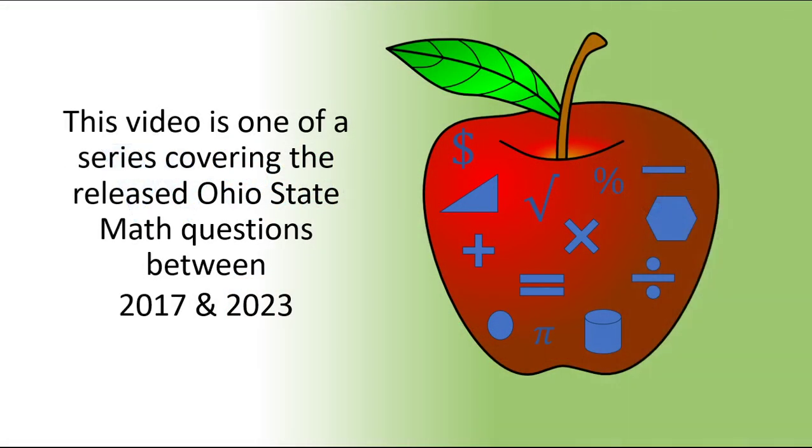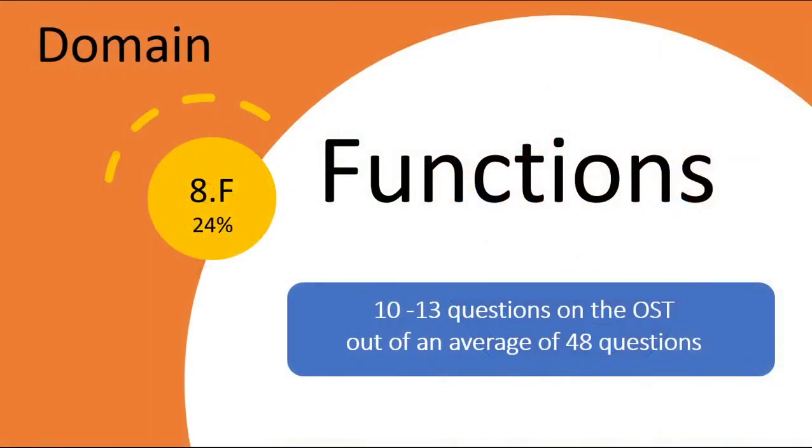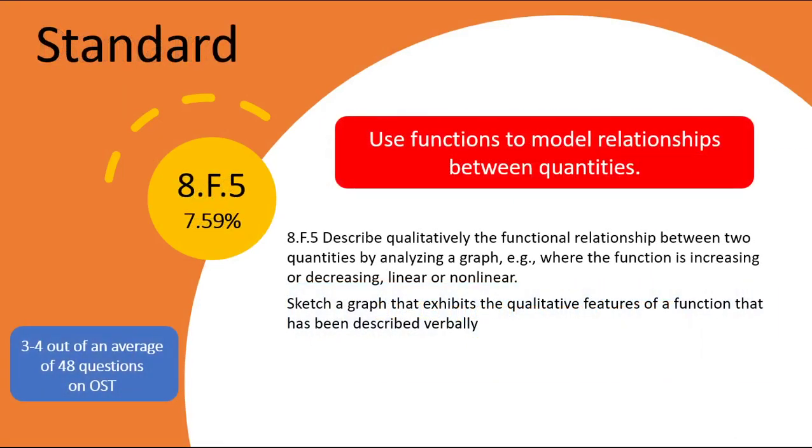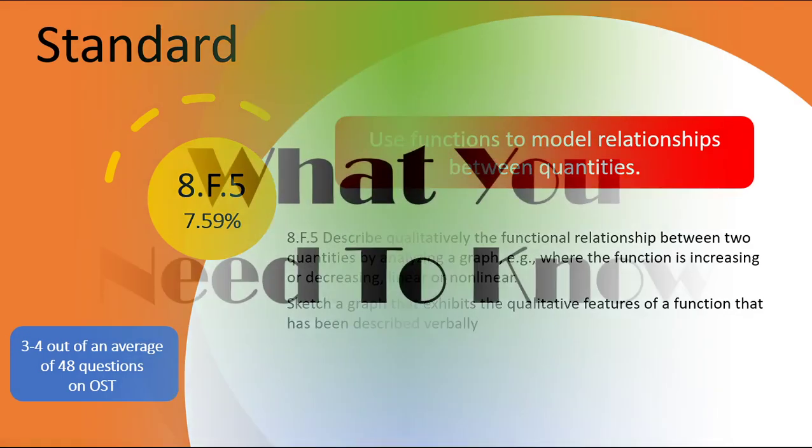This video is one of a series covering the released Ohio State math questions between 2017 and 2023. Functions make up almost 1/4 of the test questions. Standard 8.F.5. Use functions to model relationships between quantities. Describe qualitatively the functional relationship between two quantities by analyzing a graph. This is a very important standard, 3 to 4 questions on the test every year.